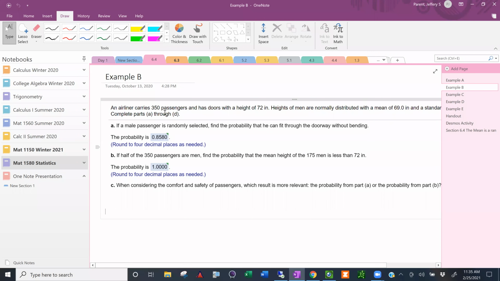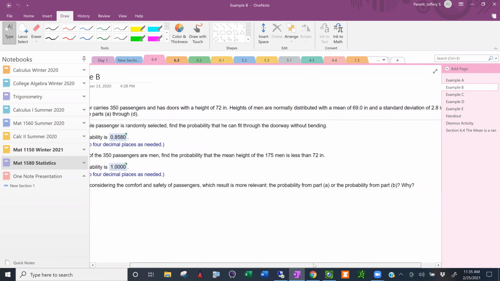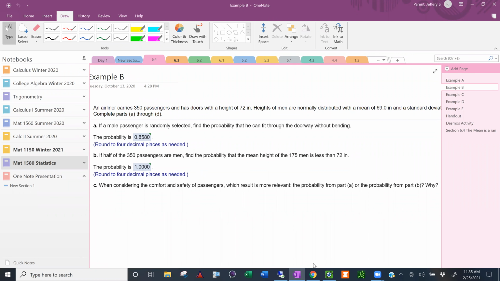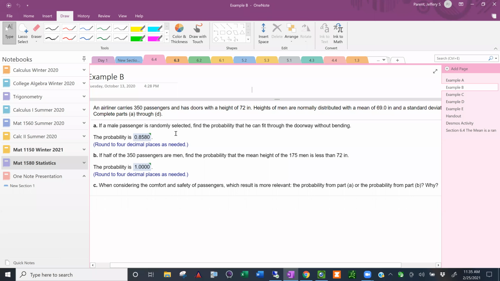An airliner carries 350 passengers and has doors with a height of 72 inches. Heights of men are distributed with a mean of 69 and a standard deviation of, I'm trying to remember, 2.8 inches. So let's start by copying that one down. B. X is distributed normally with a mean of 69 and a standard deviation of 2.8. If a male passenger is randomly selected, find the probability that he can fit through the door without bending. I assume he's walking through barefoot, not with his shoes, but that's okay.